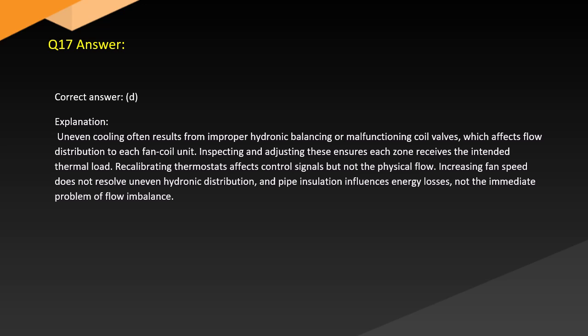Answer. Correct answer: D. Explanation. Uneven cooling often results from improper hydronic balancing or malfunctioning coil valves, which affects flow distribution to each fan coil unit. Inspecting and adjusting these ensures each zone receives the intended thermal load. Recalibrating thermostats affects control signals, but not the physical flow. Increasing fan speed does not resolve uneven hydronic distribution, and pipe insulation influences heat losses, not the immediate problem of flow imbalance.